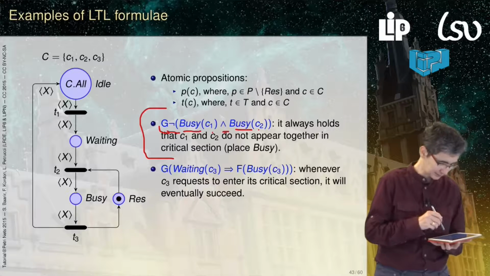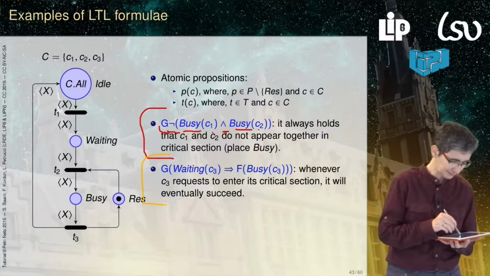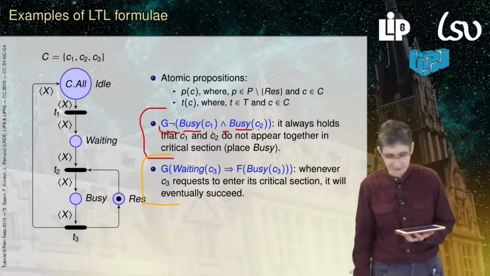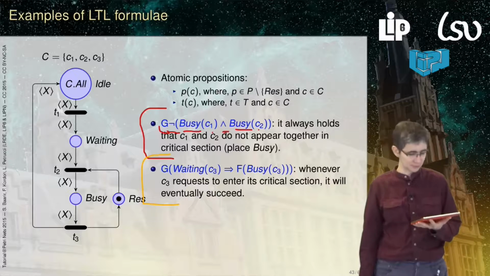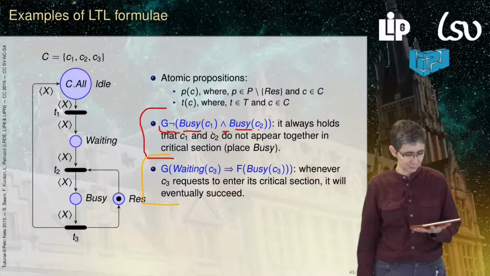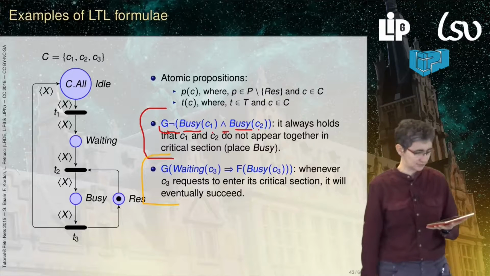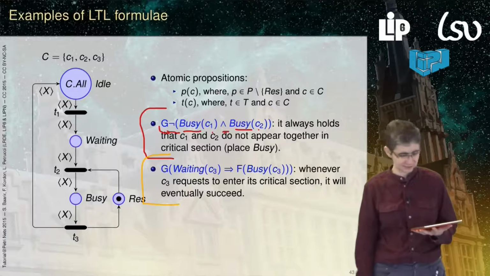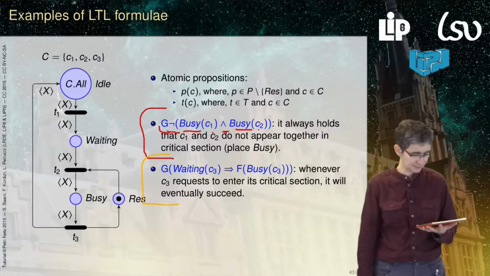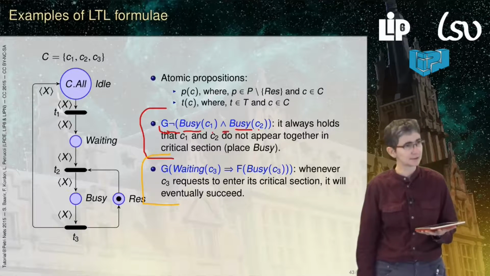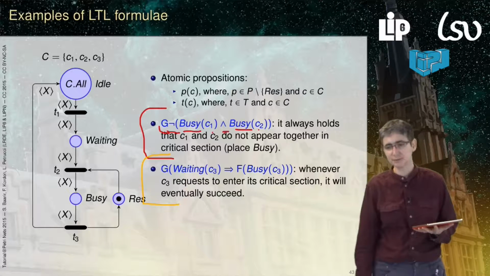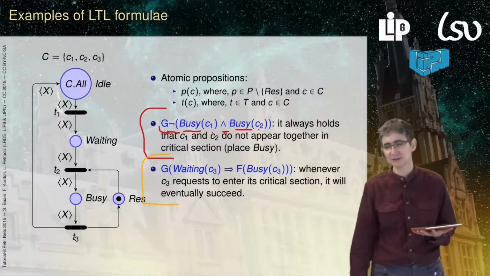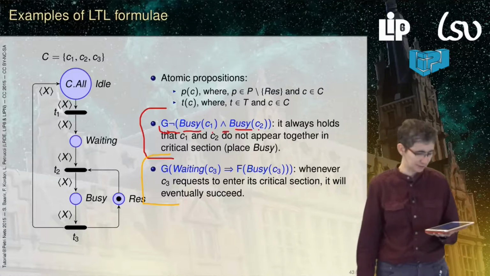As concerns the second property here, it says that globally, so for all states, if I have waiting of C3, so token C3 in place waiting, I will then eventually in the future have BZ of C3. So place BZ will contain token C3. So whenever a process C3 requests to enter the critical section and to hold the resource, it will eventually succeed.